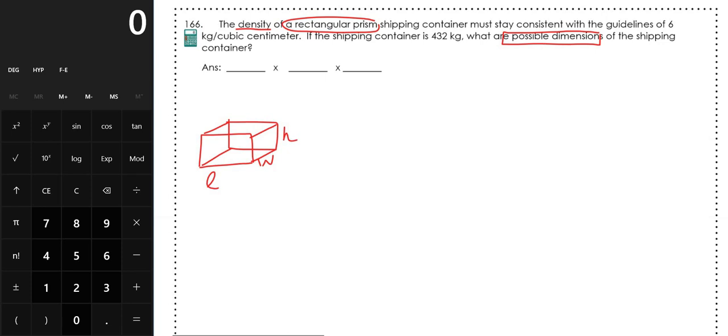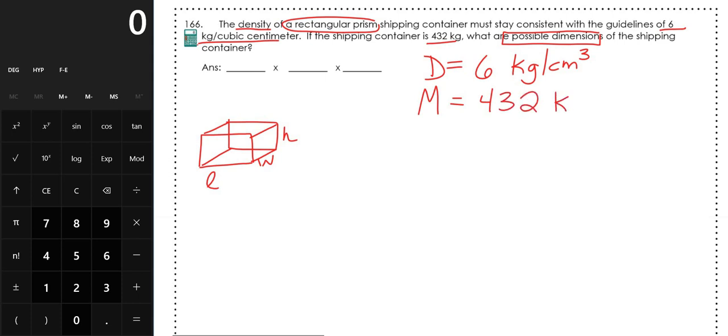Information that they're telling me is density of 6 kilograms per cubic centimeter. So they're telling me density, 6 kilograms per centimeter cubed. They're also telling me that the shipping container is 432 kilograms. That's a measurement of mass, 432 kilograms. The question, though, is, well, what could the length, width, and height be?